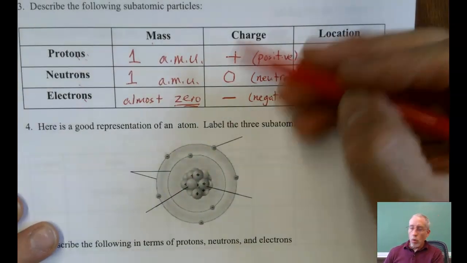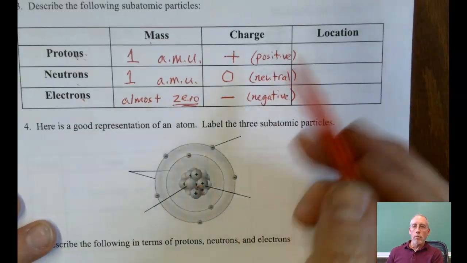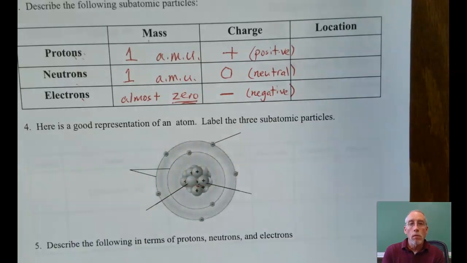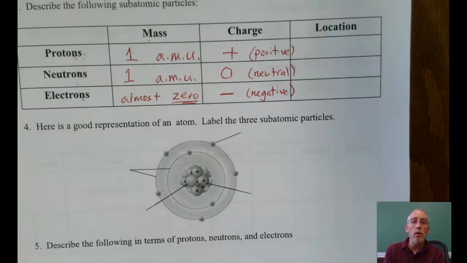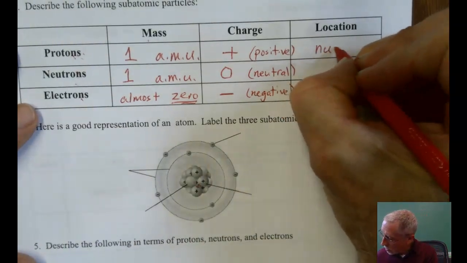Okay, so we'll learn more about these later too. And then I'm going to use this diagram to describe this, but there are two different locations where we find the subatomic particles. The protons and the neutrons are both found in what is known as the nucleus.